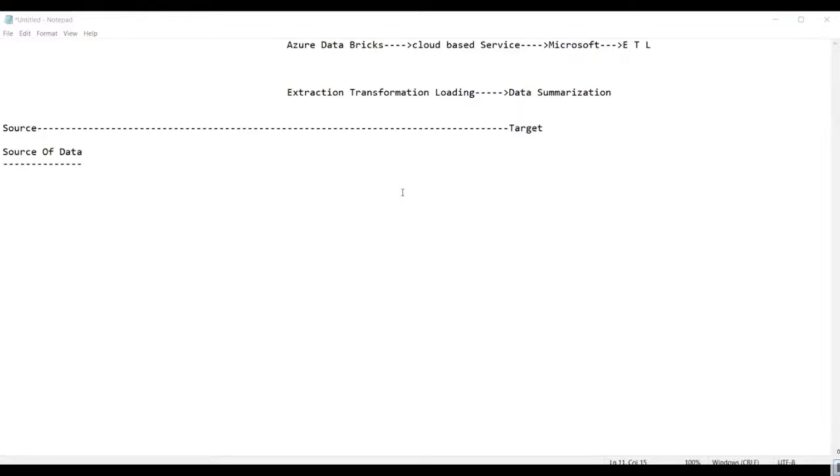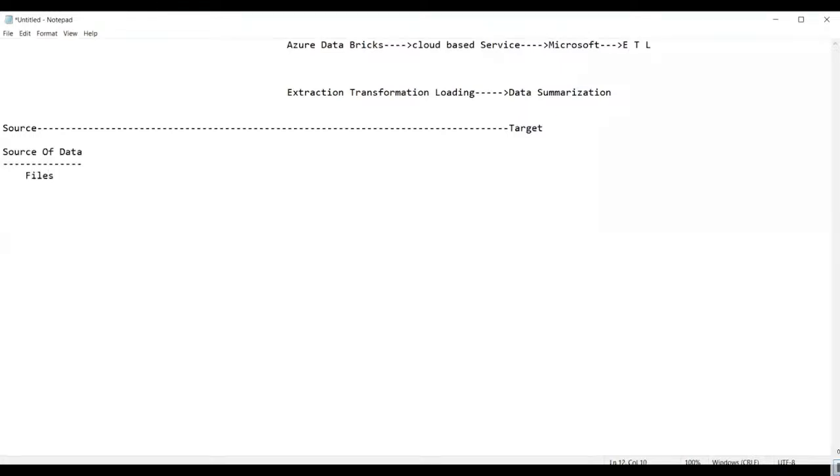Yes. So your house expenses and income, you're going to write in an Excel sheet, but ultimately that is nothing but data. Source of data is the place from where we get the data. So we can get the data from files.